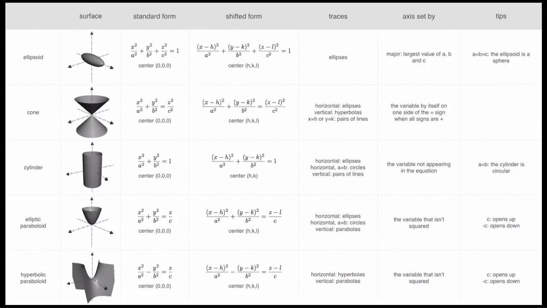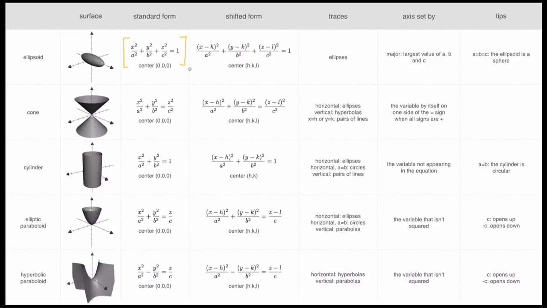What we notice in the standard form for the ellipsoid, and we're looking at this equation right here, we see that we have x squared, y squared, and z squared all together on one side. So we have all 3 variables, x, y, and z. They're all squared, they're all second degree variables. All of the signs are positive. We have a positive x squared, positive y squared, and positive z squared when all of the variables are on one side of the equal sign together.